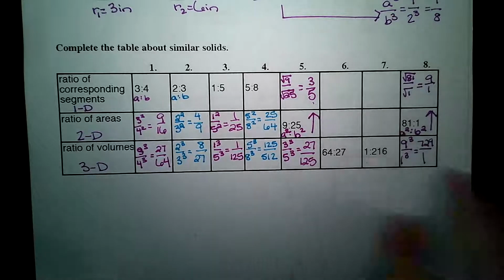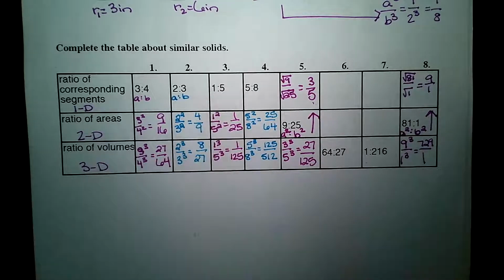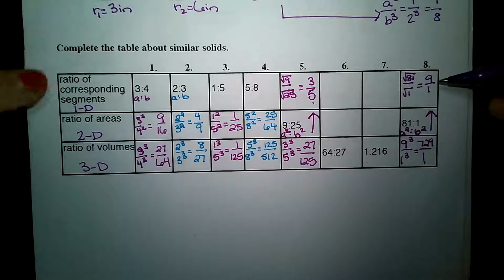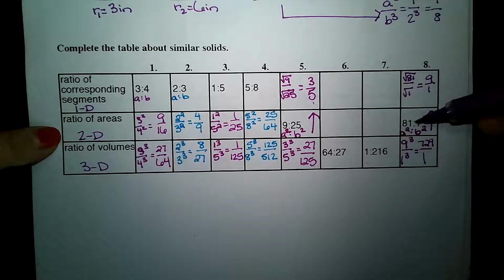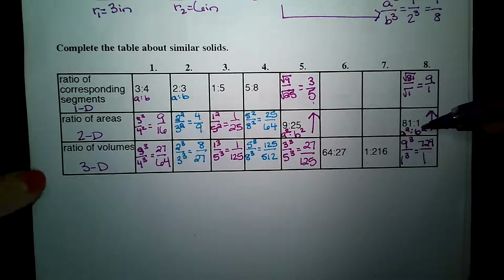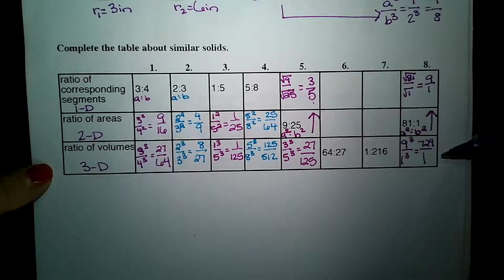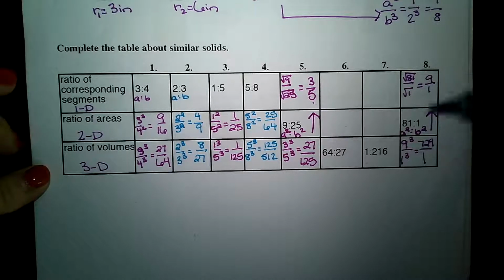I think the ones that have a 1 in them are pretty cool. They're a lot easier to understand for me. This is saying that one segment is 9 times longer than another, which makes the area 81 times bigger than the other, which makes the volume 729 times bigger than the other. It's pretty cool.